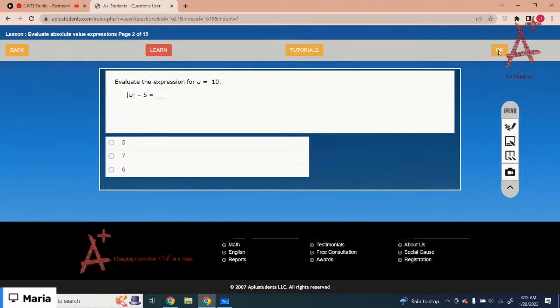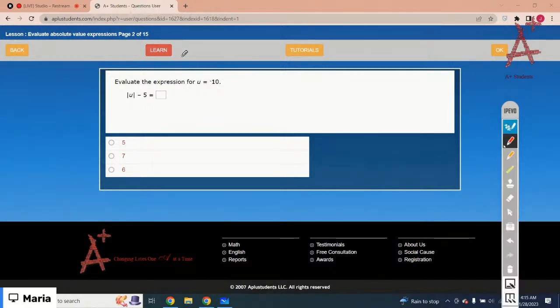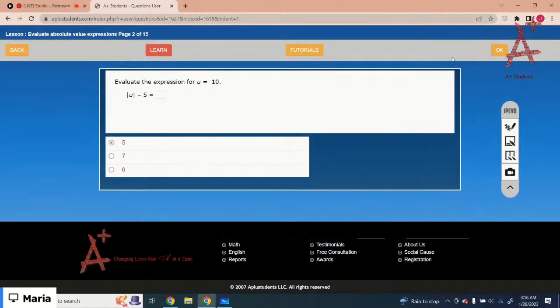Okay, the next one is evaluate the expression for u equals negative 10. You have to replace the variable u with negative 10. It would be the absolute value of negative 10 minus 5. The absolute values are all the positive values. So the absolute value of negative 10 is 10, and 10 minus 5 equals 5. So the correct option is 5. Just select the correct option and click on the OK button.